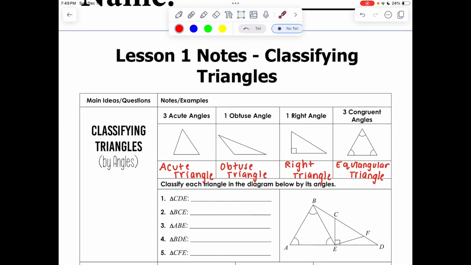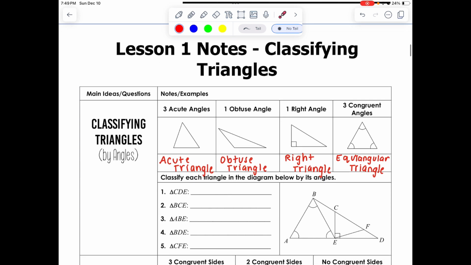Hi everyone. So we're going to be doing 2 more lessons this week, lesson 1, lesson 2. And our first lesson is about classifying triangles. We're going to do the first half of lesson 1 today and then finish it tomorrow.